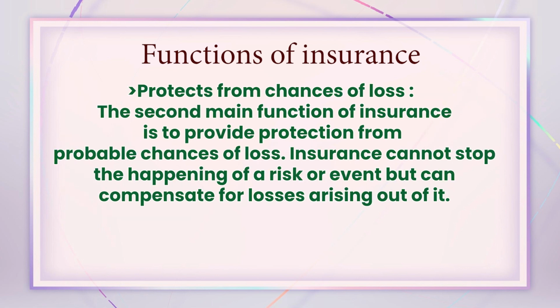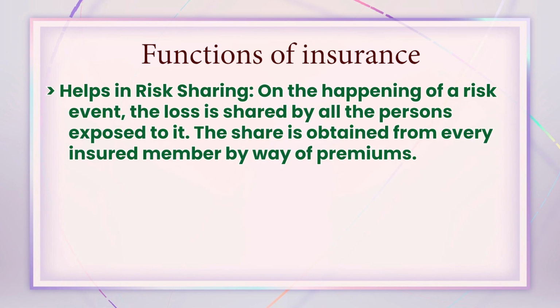Second one is protects from chance of loss. The second main function of insurance is to provide protection from probable chances of loss. Insurance cannot stop the happening of a risk or event, but can compensate for losses arising out of it. Third point is helps in risk sharing. On the happening of a risk event, the loss is shared by all the persons exposed to it. The share is obtained from every insured member by way of premiums.